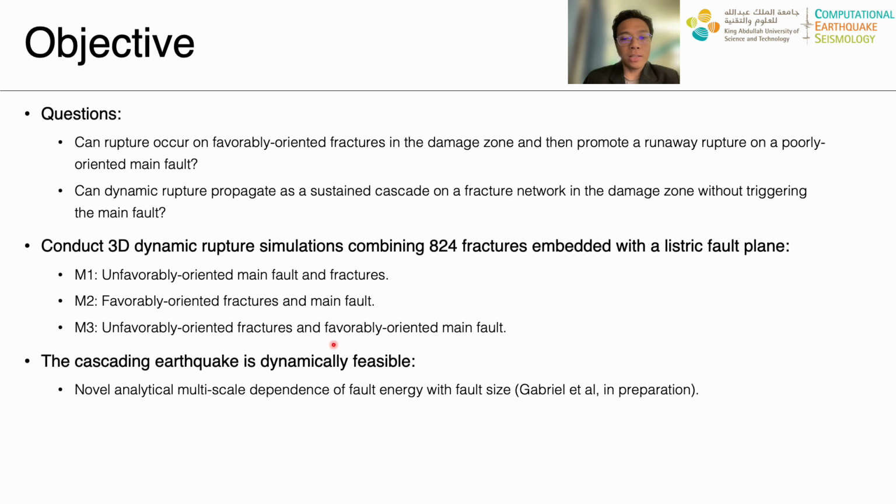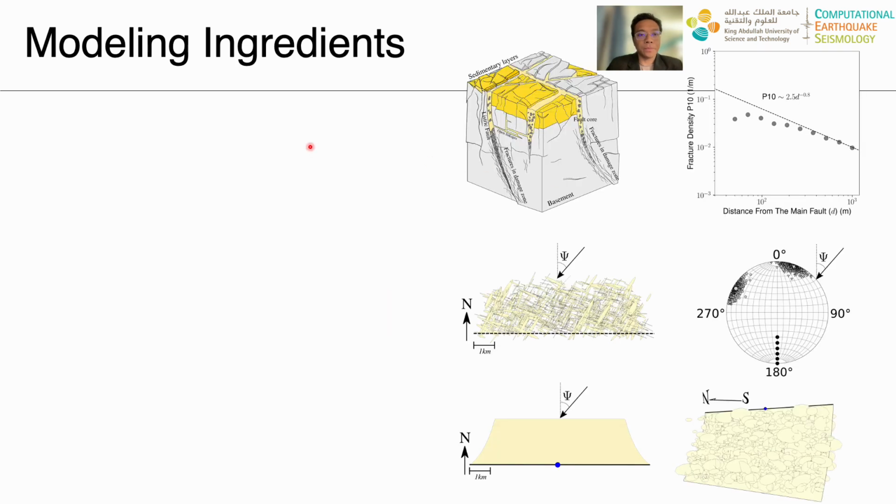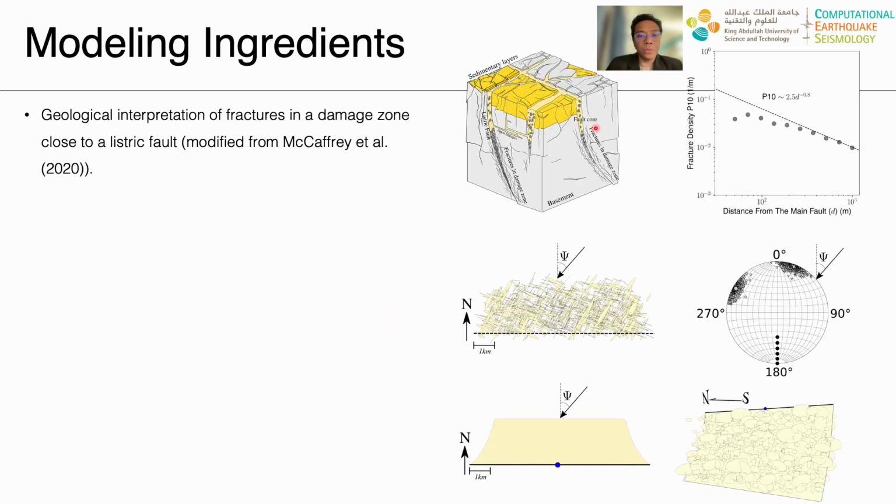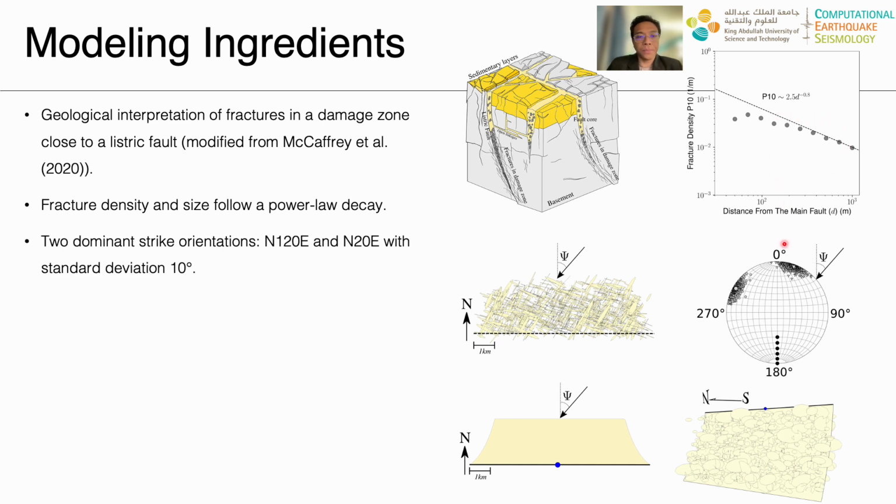Next, the numerical model is constructed following statistical measures observed in field observation. In this study, we choose a geological interpretation of fractures in the damage zone close to an elliptic fault. The fracture density and fracture size follow a power law decay. And then you can see here the fracture density close to the main fault is lower than a power law function to avoid high computational cost.